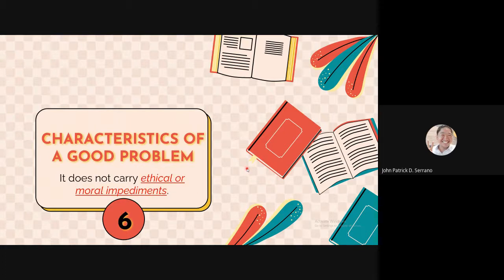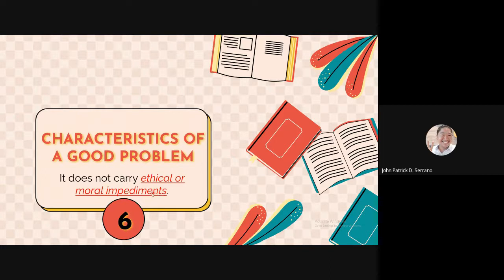Ngayon, and lastly, for the sixth characteristic of a good problem, your problem should not carry ethical or moral impediments. Kung yung problem po ninyo may pinaglalaban, ang gusto lang mong gawin sa research mo ay ipakita yung kasiraan ng administrasyon ng principal mo, and so on and so forth, hindi pa pwede 'yun. Ang research po, ang intention niya hindi para makapanira.